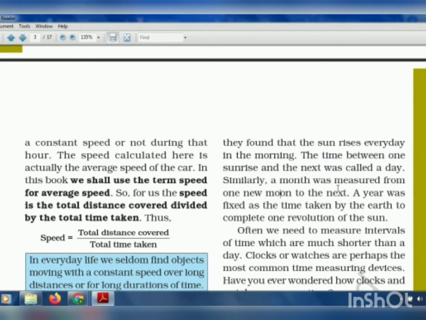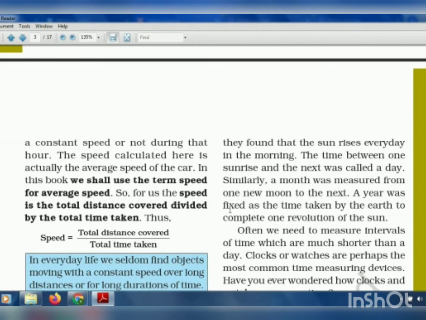Similarly, we know that the full moon you see one day in the sky, and after some time you see that the moon becomes short in size. Though we know that the moon is not becoming short in size, it is just that we are only seeing that much part of the moon. And one day we say that there is no moon in the sky, and after some days again the moon comes up. So they considered that a month can be measured from one new moon to the next new moon.